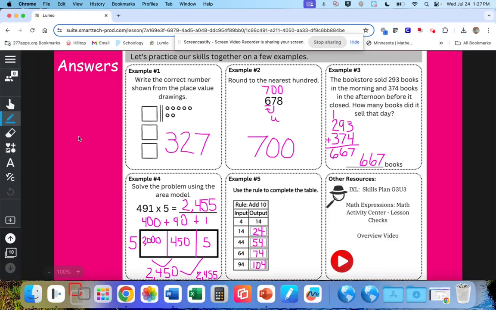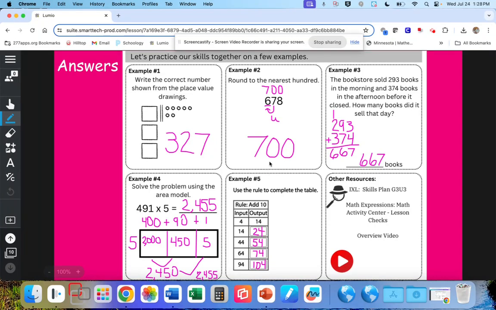Welcome back. All right, we have 3 boxes, which are hundreds, so 300. We have 2 sticks, which is tens, so 20. And we have 7 dots, which are our ones. So our correct answer is 327. Our next one, we're rounding to the nearest hundred. So we underline the 6. The 7 tells us what the 6 should do. 7 says round up. So the 6 goes up to a 7, and everything behind it becomes a 0.